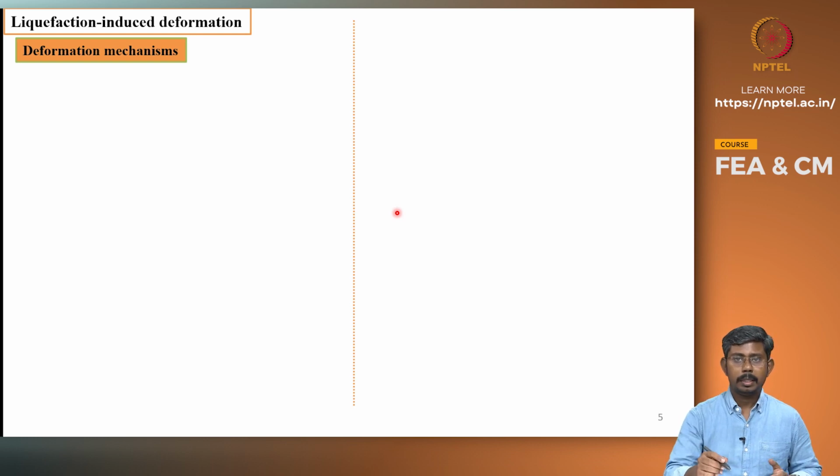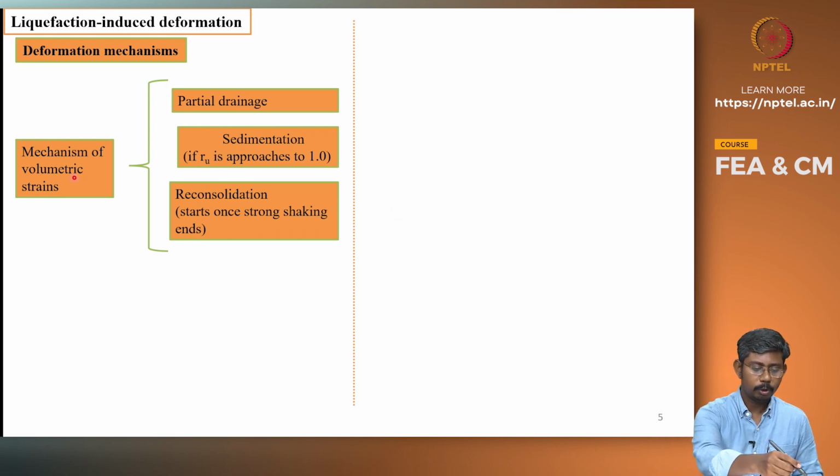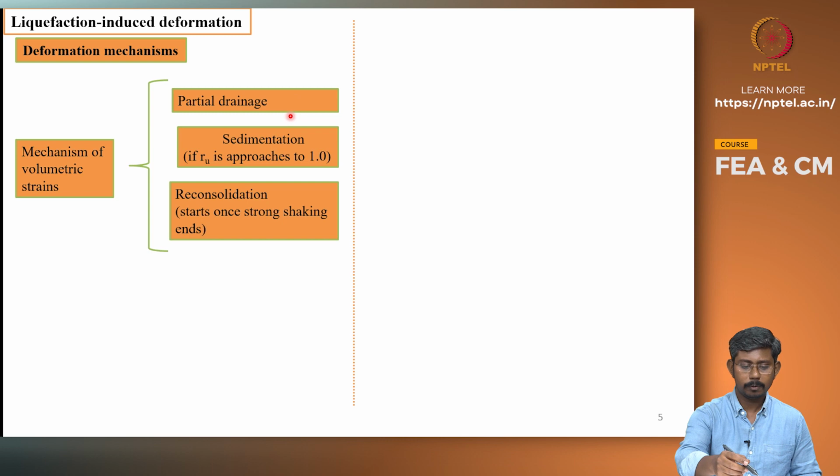So it is important to note the deformation mechanisms of liquefaction. So there are two types, of which the first one is of volumetric strains. So in case of volumetric strains, the three cases that contribute to the volumetric strain are partial drainage, sedimentation and reconsolidation.